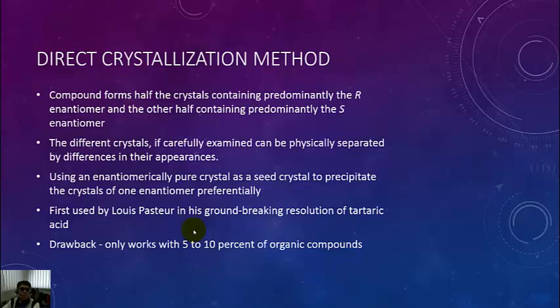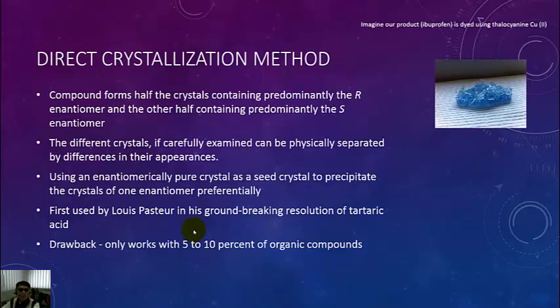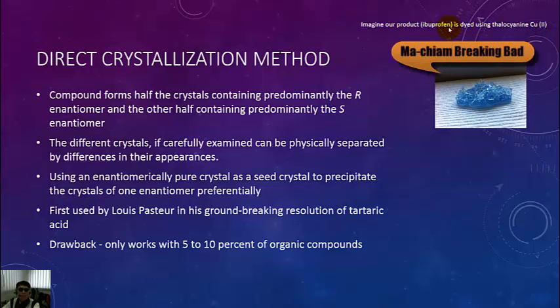This type of resolution, however, only works with 5 to 10% of organic compounds. The remaining organic compounds tend to form racemic crystals containing equal amounts of both enantiomers, thereby precluding the resolution using the direct crystallization method.